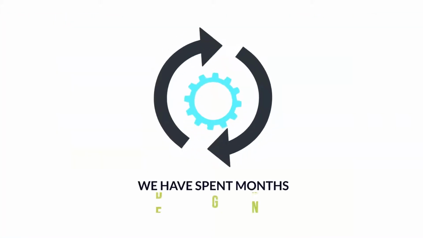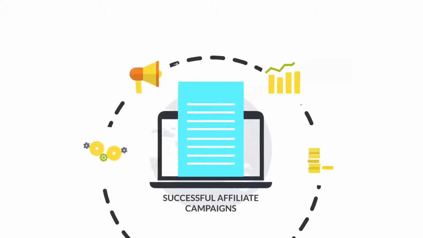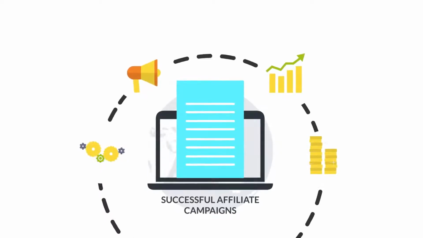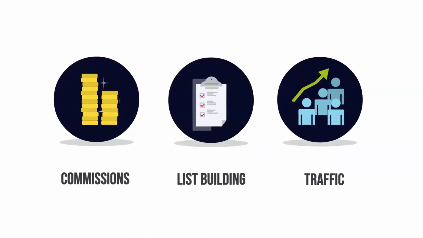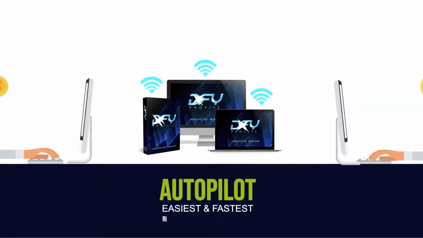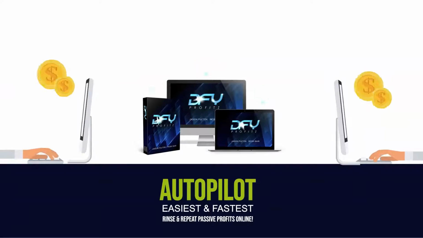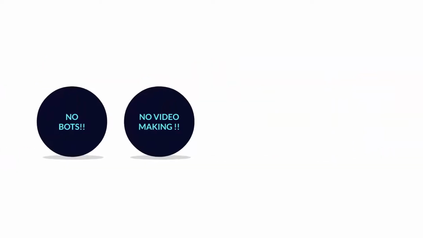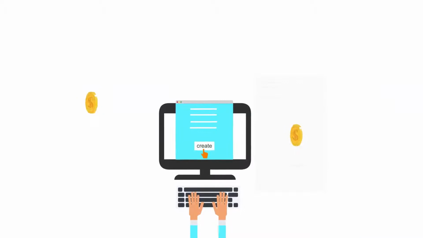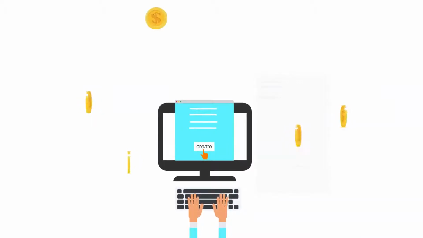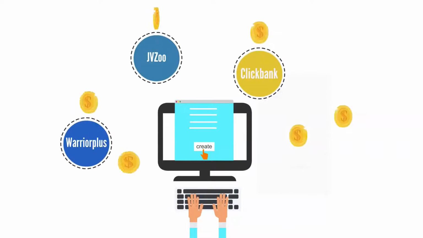We've spent months reverse engineering the most successful affiliate campaigns to develop an all-exclusive software that automates everything for you. Commissions, list building, and traffic all on autopilot for the easiest and fastest way to make rinse and repeat passive profits online. No bots, no video making, no Facebook ads, no techie stuff. We focused on stuff that works. Stuff that has worked for us, and we've given you exactly that. A profit making system that earns you commissions from JVZoo, Warrior Plus and ClickBank combined.